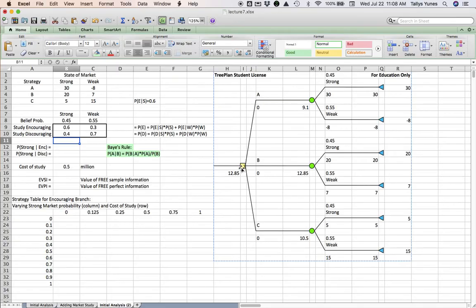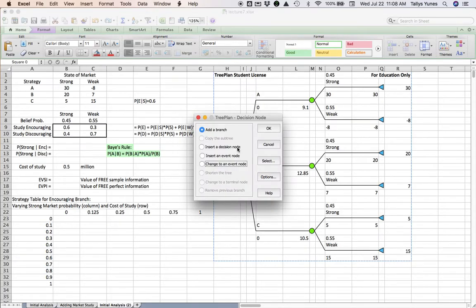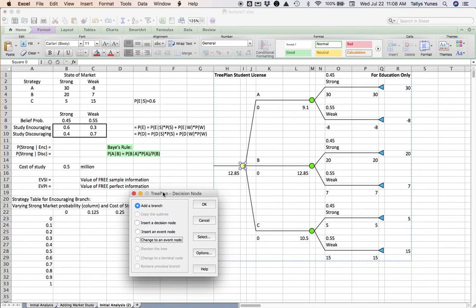So I'm going to expand this tree backward, because the test happens before this ABC decision, right? So here we go. We click on this node here, and we bring up that tree menu. Again, it's Control-Shift-T for Windows and Command-Option-T for Mac. And I'm going to insert a node here. But what's going to happen before I choose ABC? Well, I will have run the test.